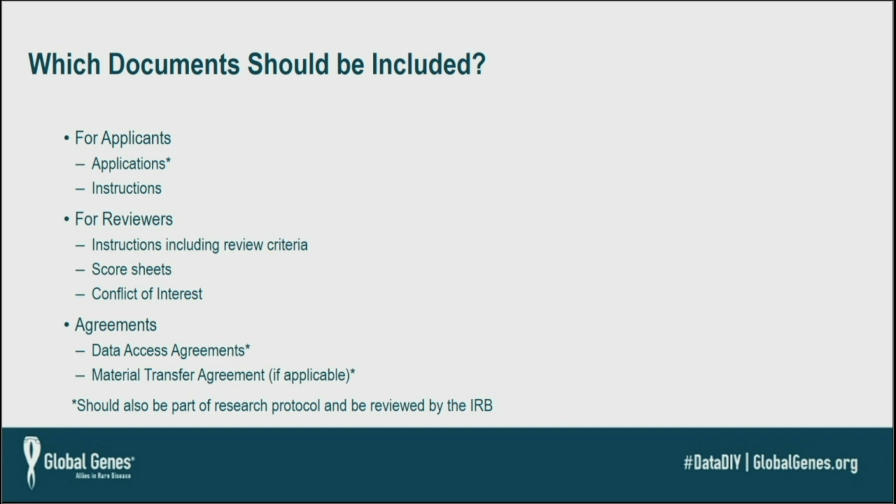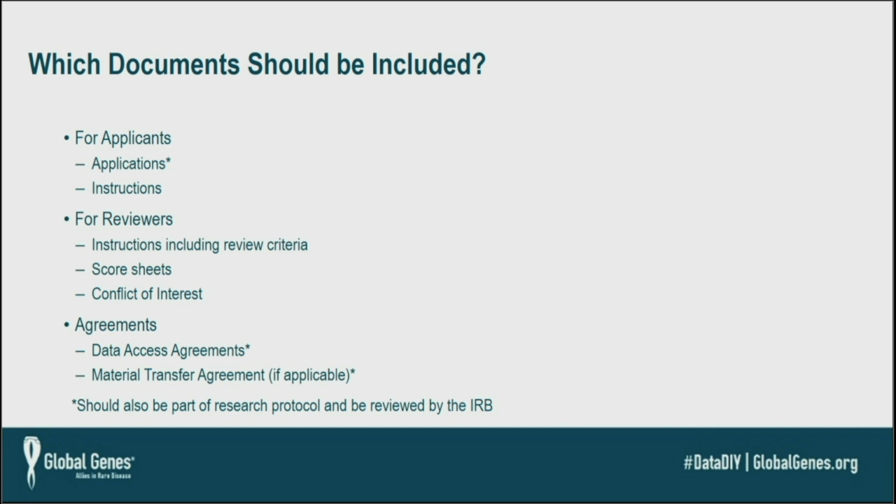So I mentioned documents. If there are any applications, instructions, if you have a review process, Megan talked about the capacity review and the merit review. There are instructions for the reviewers that say this is what you're looking for, any score sheets. And if you have reviewers, even if they're internal to your foundation or external, you need to have them sign conflict of interest forms because people shouldn't be reviewing things where they have a conflict.